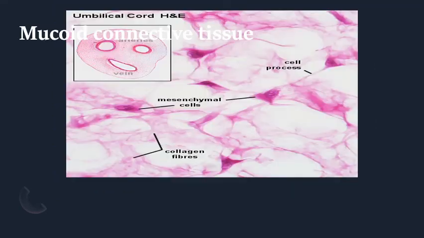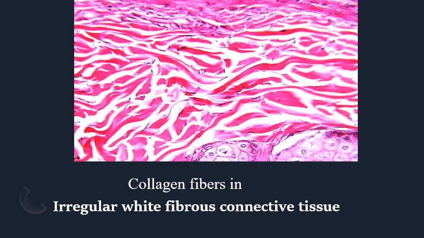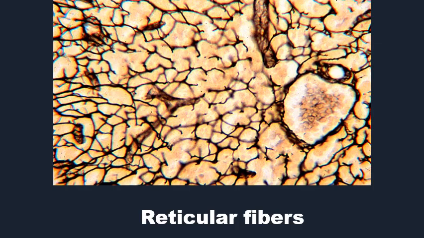Here is the mucoid connective tissue characterized by the jelly-like matrix. These are a few cells, umbilical cord cells and fibroblasts. Here is the white fibrous connective tissue, which is regular. Here is the irregular white fibrous connective tissue. Here is the yellow elastic connective tissue stained with orcein. Here is the reticular connective tissue stained with silver.